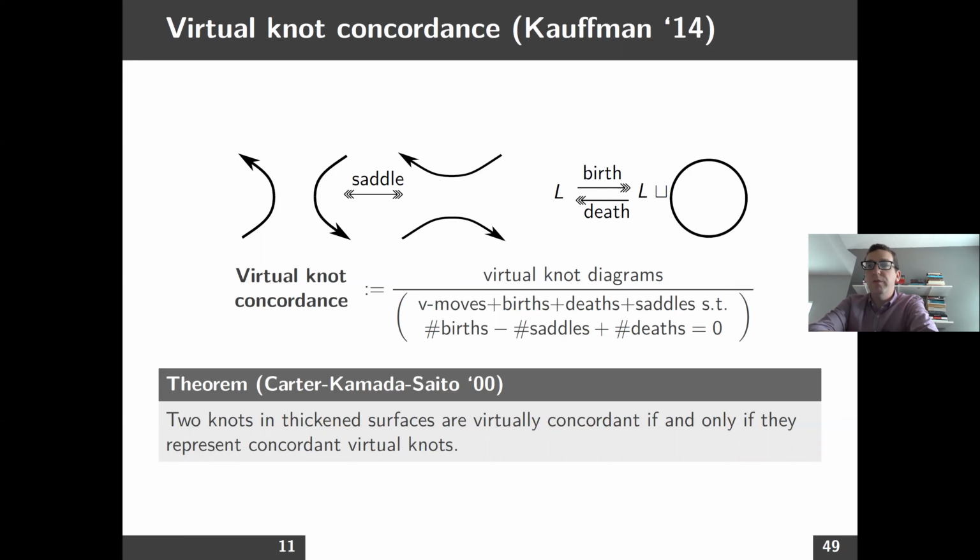There's a nice result by Carter, Kamada, and Satoh, around 2000, which indicates that these are exactly the same. So the two definitions of virtual concordance are equivalent to each other, at least in the smooth category. So if you have two knots on thickened surfaces, they're going to be virtually concordant if and only if they represent concordant virtual knots.